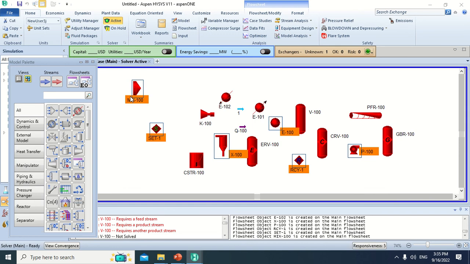It is mixer. It is to collect the flows of several streams. That is, it has several input streams and only one output.